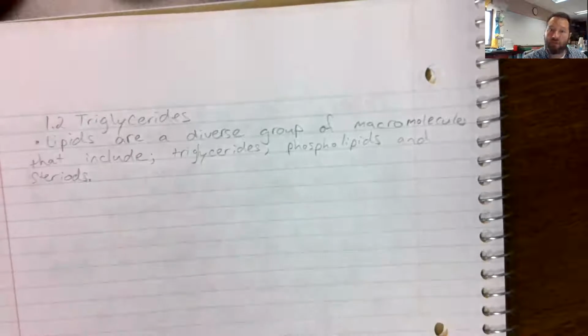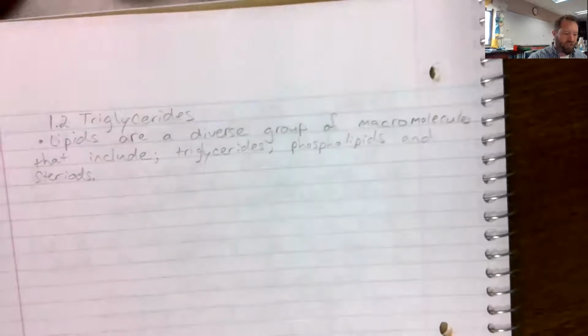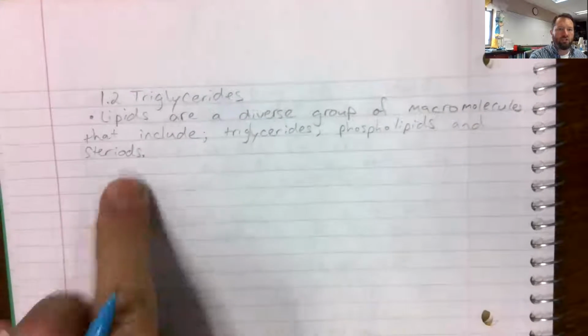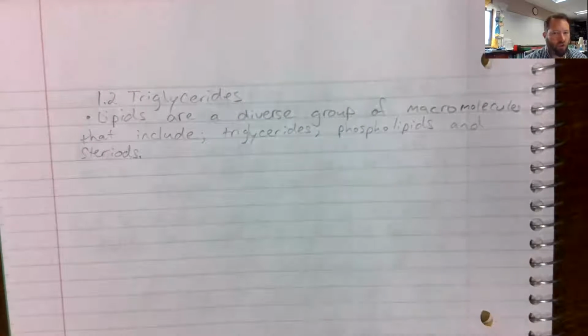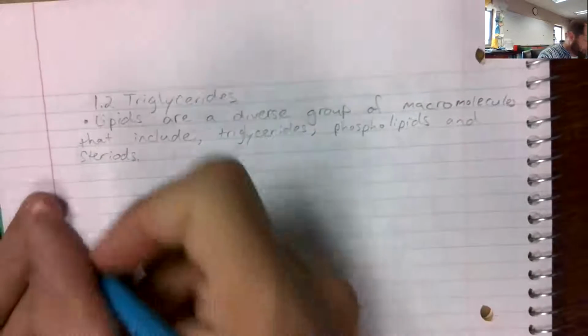Triglycerides and phospholipids, we'll spend the most time with them. Again, today we're doing triglycerides. Those two are fairly similar. And then there's steroids, which share some qualities with these two, but otherwise don't really look that similar. And we won't spend that much time with steroids. But that is our category of macromolecules that we call lipids.